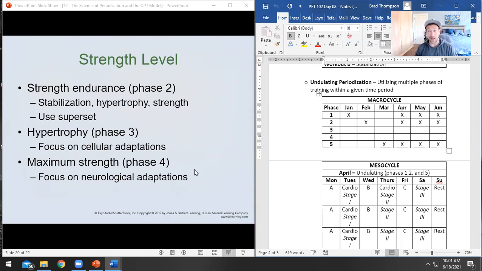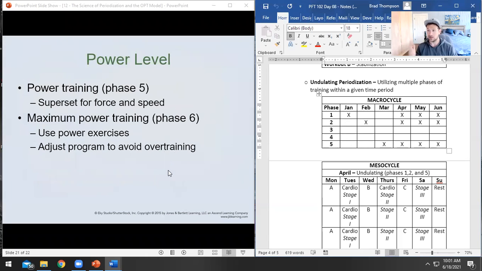If your client's in the max strength phase, we're focused on neurological adaptations primarily. And those neurological adaptations are all directly related to strength. So how do I make it harder in the max strength phase? Make it heavier. That's it. Throw as much weight on there as possible. Literally, it's all about maximum strength.